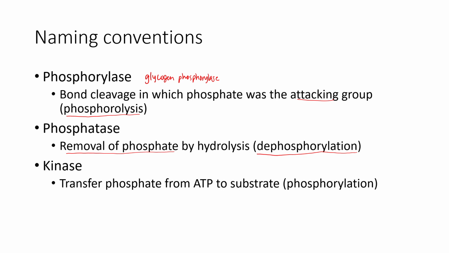Kinase enzymes help to add phosphate groups to their substrate, but they use ATP as their source of phosphate. And this process is called phosphorylation. And once again, I want to emphasize that this process of phosphorylation using ATP as a source of phosphate groups is different from phosphorylase enzymes, which use phosphate as an attacking group to cleave bonds.